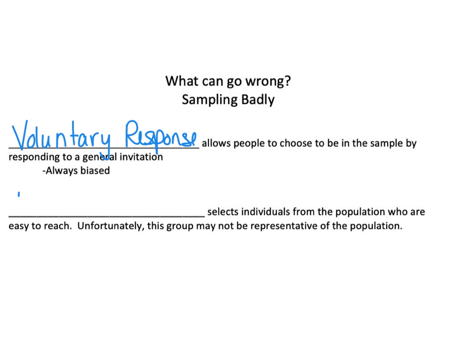And then there's a convenience sample. Okay, this happens because it's easy to do compared to a lot of the other methods. So a convenience sample selects individuals from the population who are easy to reach. Unfortunately, again, this group may not be representative of the population. In the next video, we will look at types of bias.